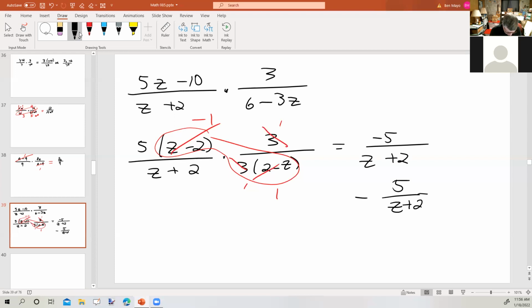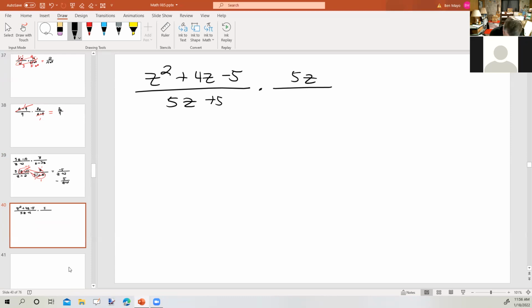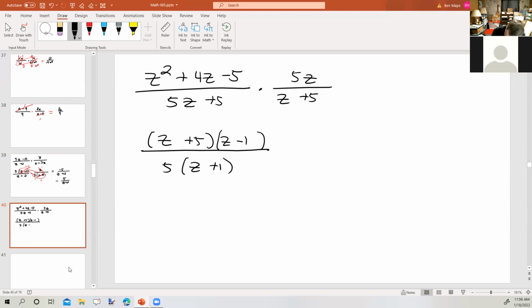Okay. How about this situation? z squared plus 4z minus 5 over 5z plus 5 times 5z over z plus 5. So I'm going to factor each numerator and denominator completely. First of all, I get z plus 5 and z minus 1. Greatest common factor in the denominator is a 5 with a z plus 1 left over. 5z, z plus 5.